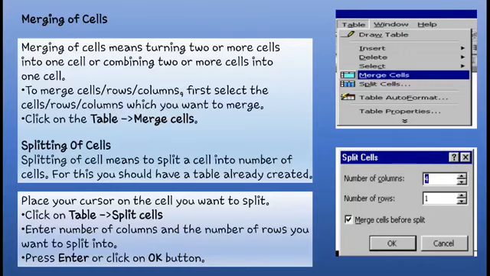The next one is splitting of cells. Splitting of cells means to split a cell into a number of cells. For this, you should have a table which is already created. How to split the cells in OpenOffice Writer? Place your cursor on the cell which you want to split. Then click on the Table tab again. Then choose the option Split Cell, which is shown in the figure on the right side. Enter the number of columns and the number of rows you want to split into. Then press the Enter key on the keyboard or press the OK button in the split dialog. Don't worry, children. Let me show how to do all this practically on your computer.